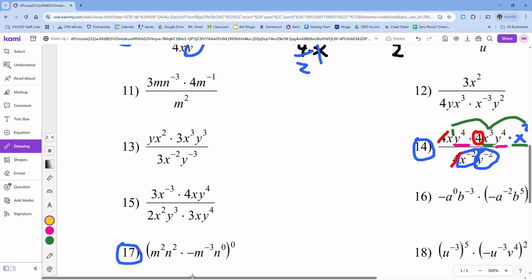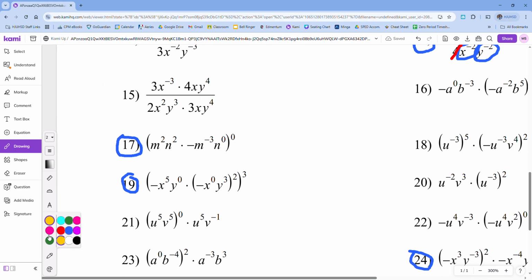Nice. Tricky, tricky, tricky. 17. Well, yes, I wanted to go over 17 because the answer is 1. Because this exponent right here, I don't care what mess you put in here. I really don't care what you put in there. If it's to the power of 0, it's 1. The only place where that might be a problem is 0 to the power of 0. But that has other philosophical implications, which we won't get into.